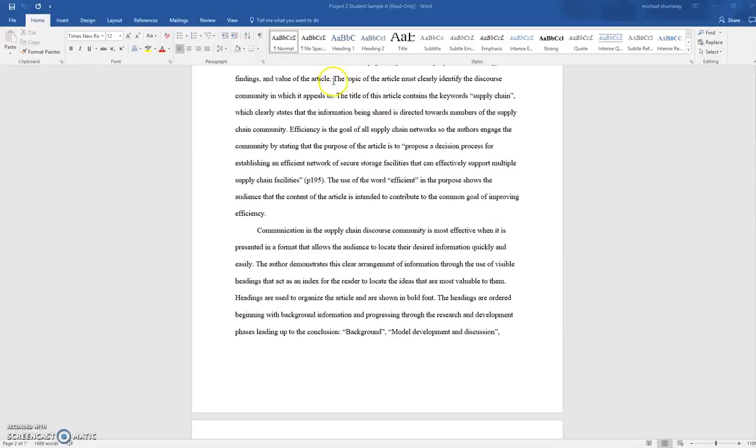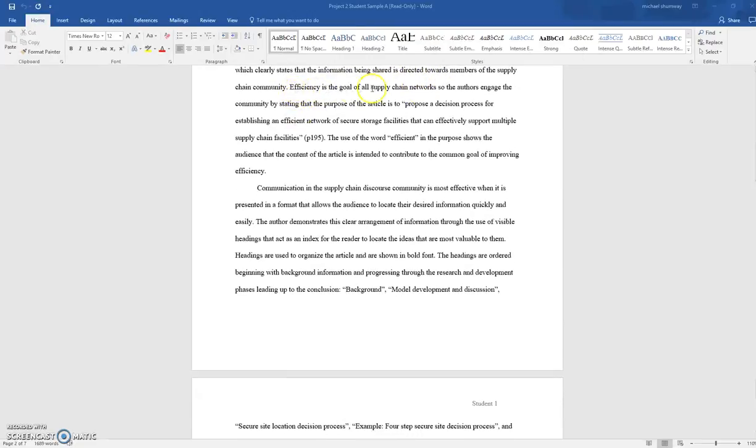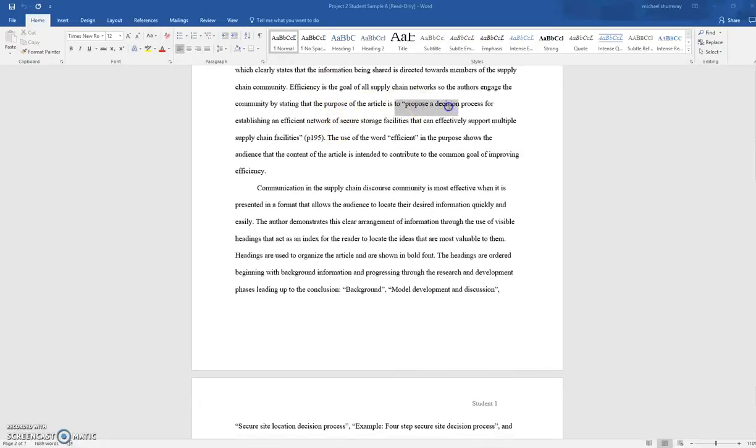And then we get a brief discussion of the topic. The topic clearly identified the discourse community which it appeals to. The title contains keywords. Efficiency is the goal. And so then when we're talking about some of these specific details, like efficiency is the goal, you're going to want to use some quotes and evidence from the text itself, right?